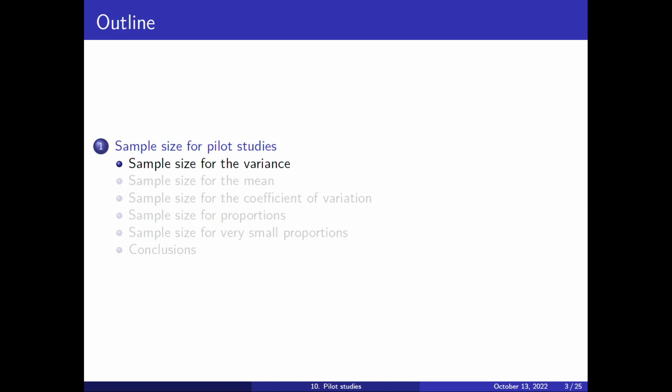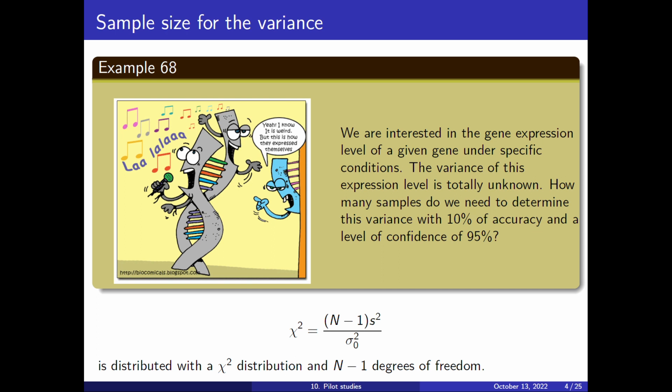Okay, so let's start with variance. Let's say that you are the first person studying the gene expression of a given gene ever in the world and history, and you want to determine the variance, the standard deviation of this gene expression with a 10% of accuracy and a confidence level of 95%.